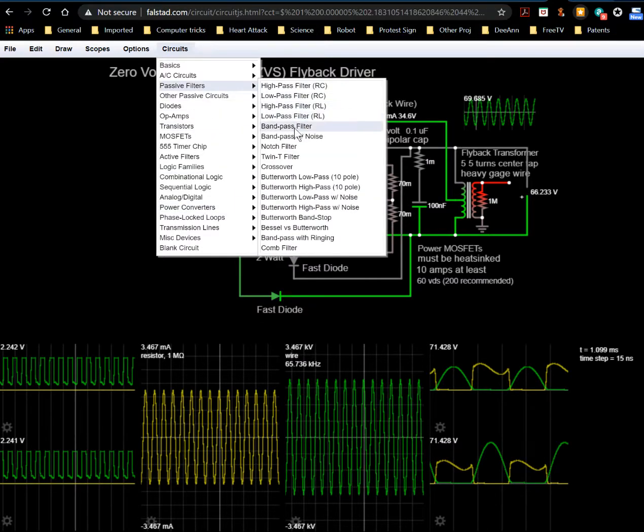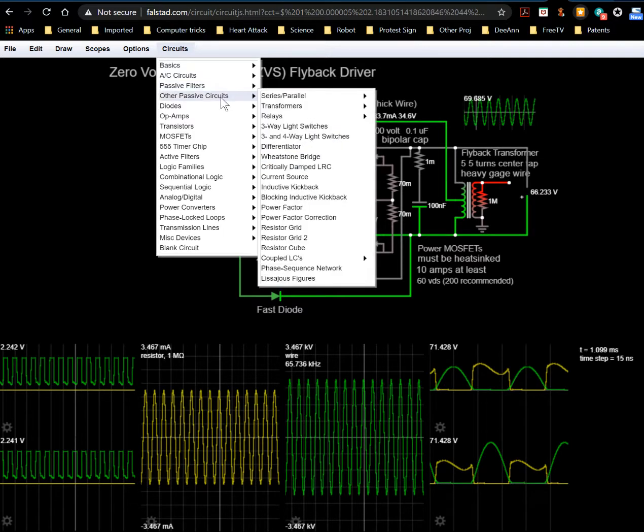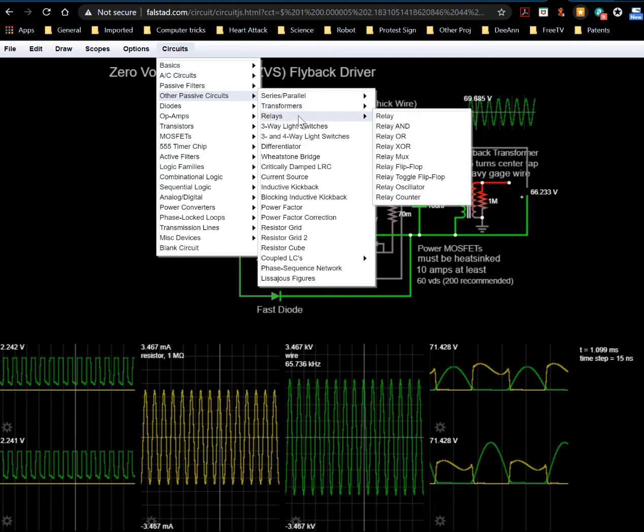Passives, say 20, notch filter, Butterworth, comb, high pass. These are all filters. Other passives, okay.